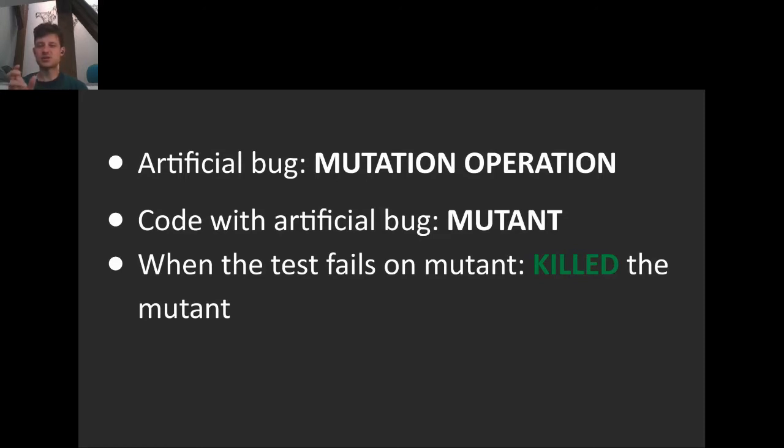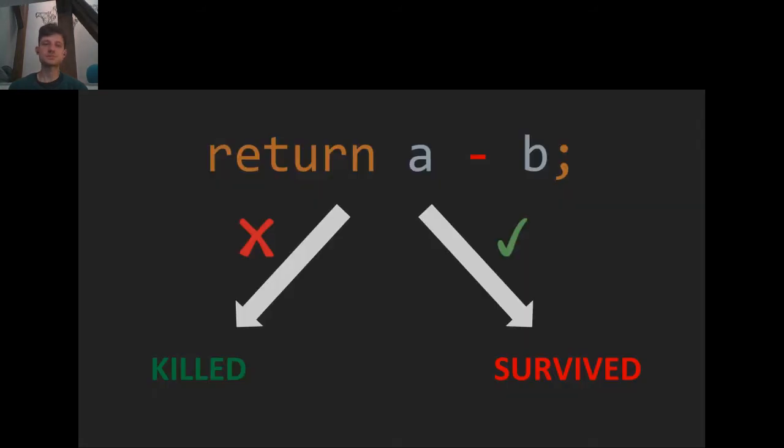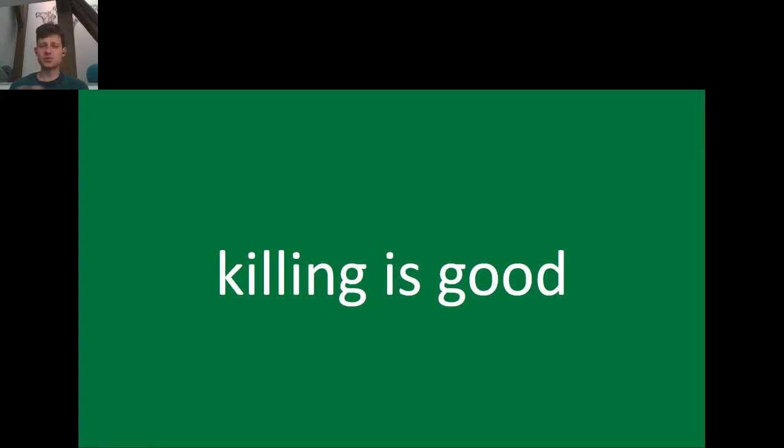We say that we killed the mutant. However, if all tests passed even though we created a mutant, so the tests succeed on a mutant, we say that the mutant survived, which is bad, which means that our tests are useless. So we mutate the code, we change plus to minus, and if at least one test fails, we say we killed the mutant. If all tests pass, we say it survived, and that's bad. So in this context, killing is good. If we kill all the mutants, our tests are perfectly fine.